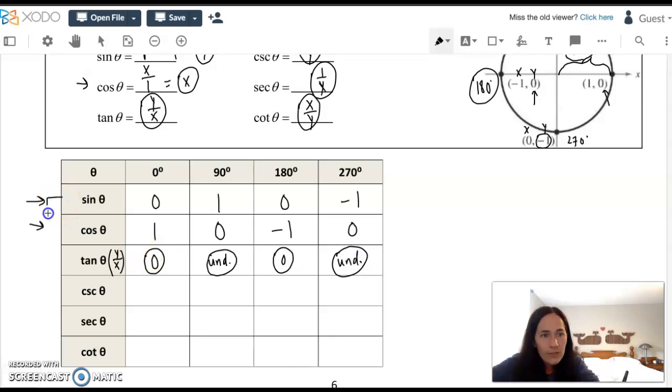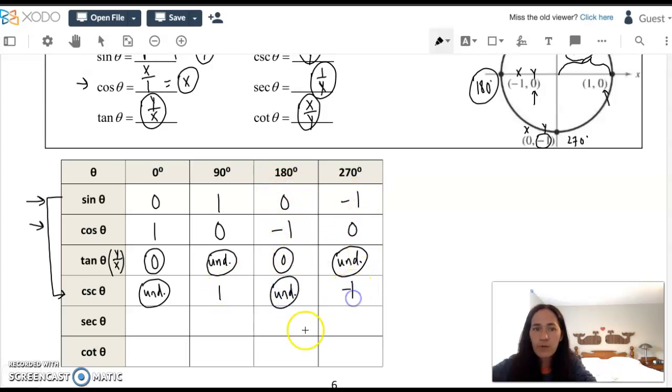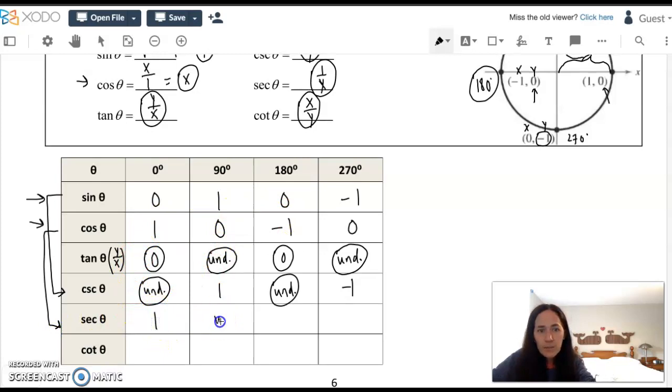Cosecant should come from the reciprocal of each of these answers. So I'm going to use the top row for cosecant. Flip 0, you get undefined. Flip 1, you still have 1 back. Flip 0, you have undefined. And flip -1, the reciprocal of -1 gives you -1 back. Can the cosine row help us with the secant row, all the reciprocals? So reciprocal of 1, reciprocal of 0, reciprocal of -1, I'm using the cosine, and then reciprocal of 0.